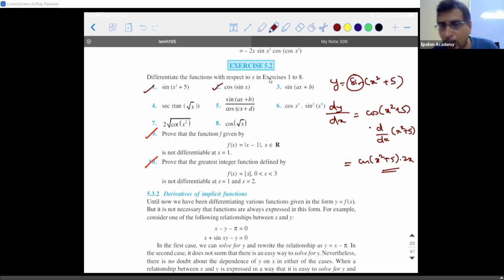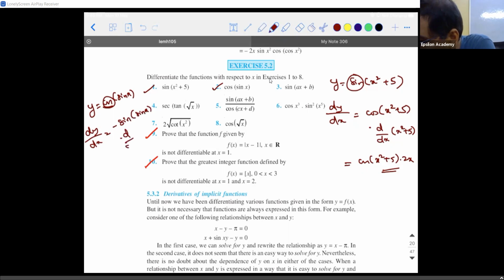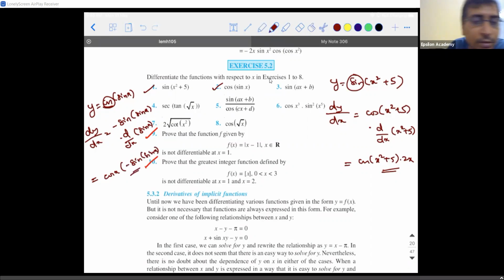I hope everybody got the answer. Yes, sir. So the number of functions is equal to the number of steps. You should get it in that many lines. Derivative of cos is minus sine of sin x into d by dx of sin x. That is going to be cos x into minus sine of sin x. That's it. Or you can write minus sine of sin x into cos x. Sine of ax plus b. A into cos of ax plus b. Correct.